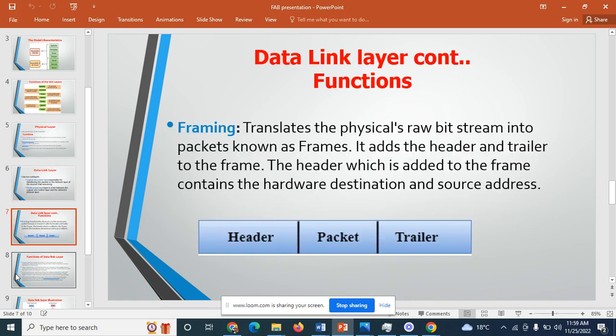Then framing, as part of the work of the data link layer, is to frame. What is framing? Framing is just dividing the message into smaller transmittable sizes, which are called packets. So the packets are then turned to frames by adding headers and trailers to that packet. The header is added to the frame and it contains a hardware destination and the source address.